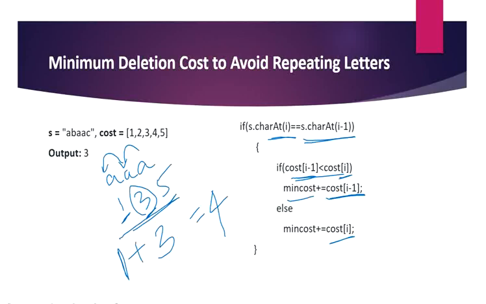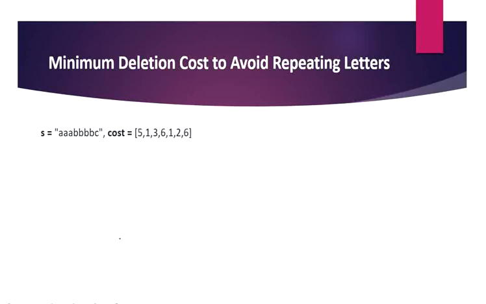So consider a second example. This is a second example where we have 3 A's and 4 B's, and let us arrange the cost corresponding to each character.